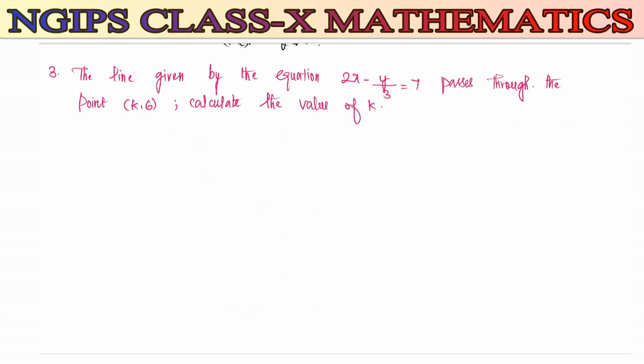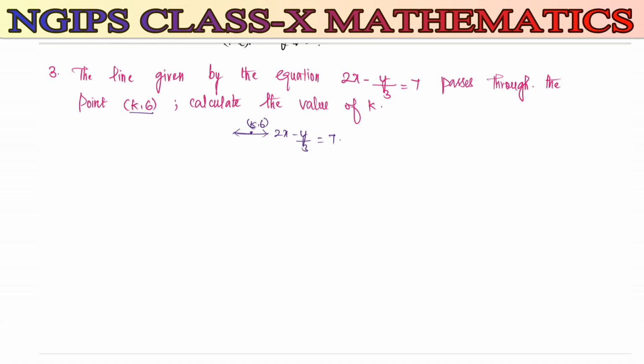Okay, now here we have the line given by the equation 2x minus y by 3 is equal to 7 passes through the point k comma 6. Calculate the value of k. Now in this line, the point k comma 6 passes. So here we need to find out the value of k.